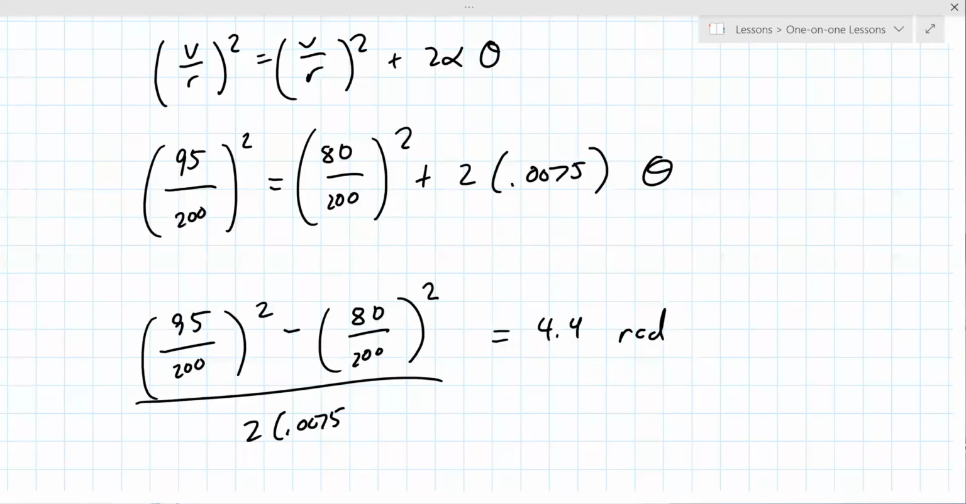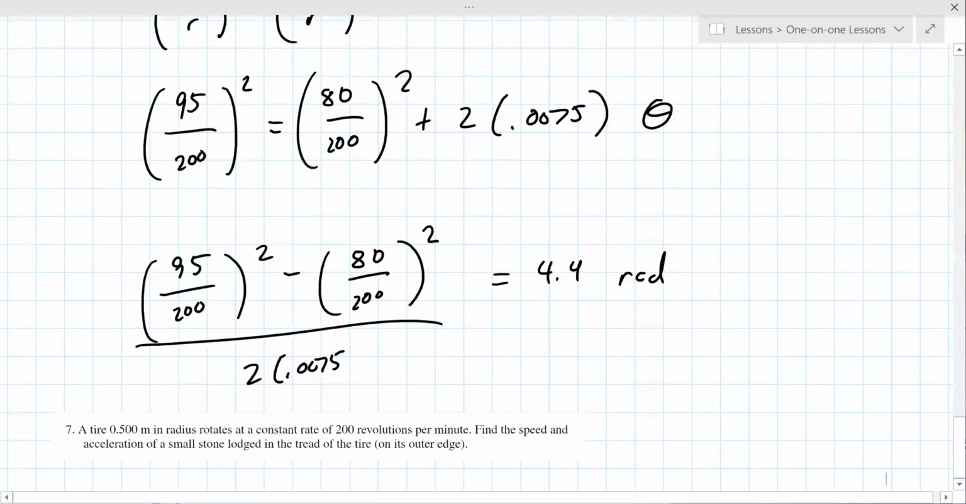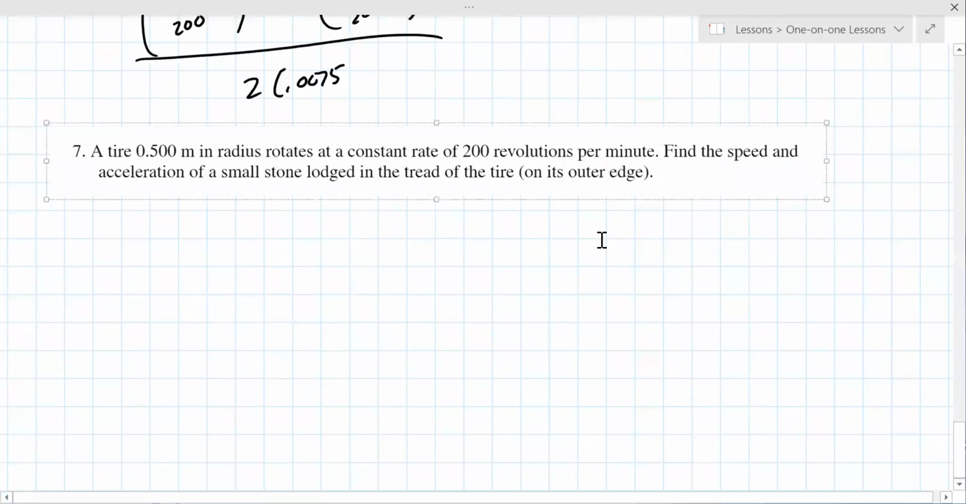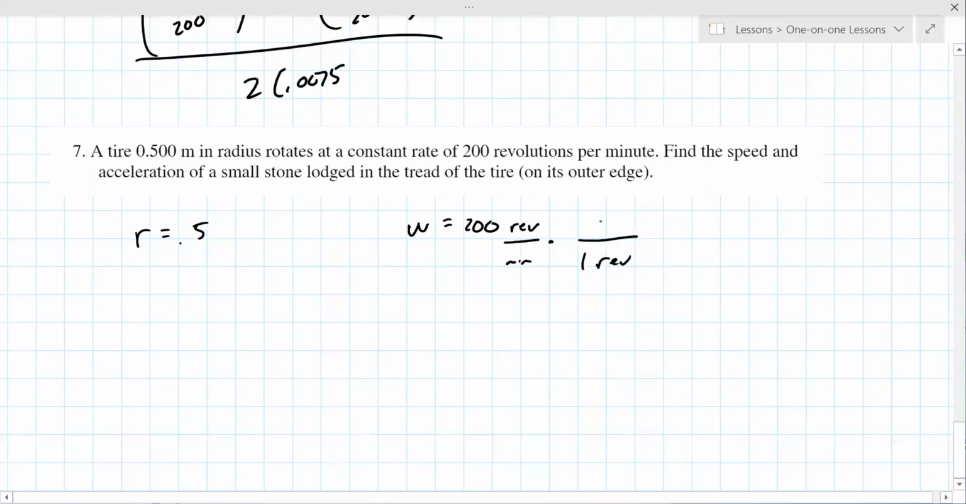Next problem is number 7. The tire is 0.5 meters in radius, rotates at a constant rate of... So this is your R. This is your omega. Your omega is 200 revolutions per minute. And you have to know by now that you have to immediately convert to radians. 2 pi radians in 1 revolution, there's 60 seconds in a minute. Find the speed and the acceleration of a small stone lodged in the tread of the tire.